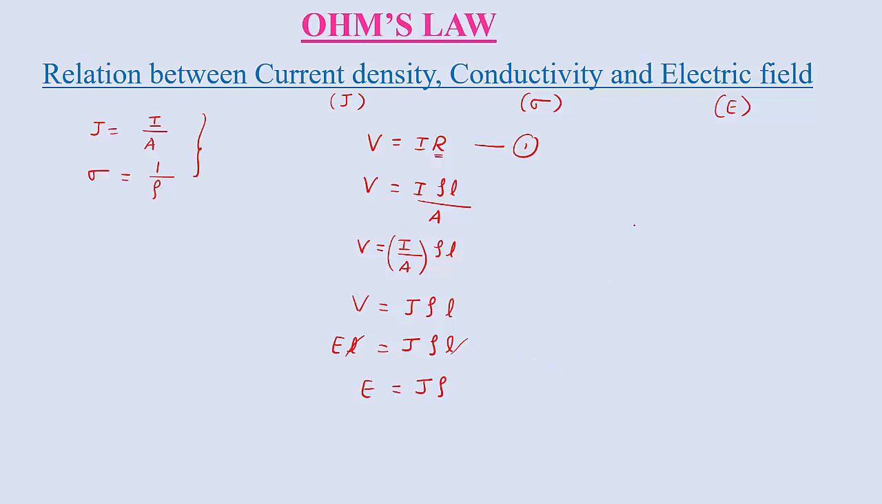What is the relation between rho and sigma? We know that sigma equal to 1 by rho or rho equal to 1 by sigma. So this equation we can use. Therefore E equal to J into, in place of rho I can write 1 divided by sigma. Or we can take it as J equal to sigma into E, where J is called current density, sigma indicates conductivity and E indicates electric field.